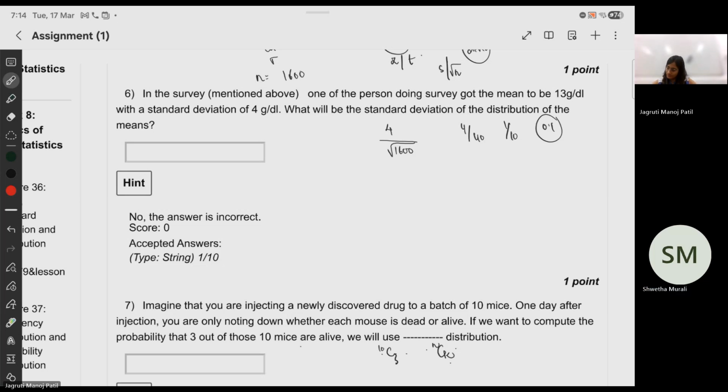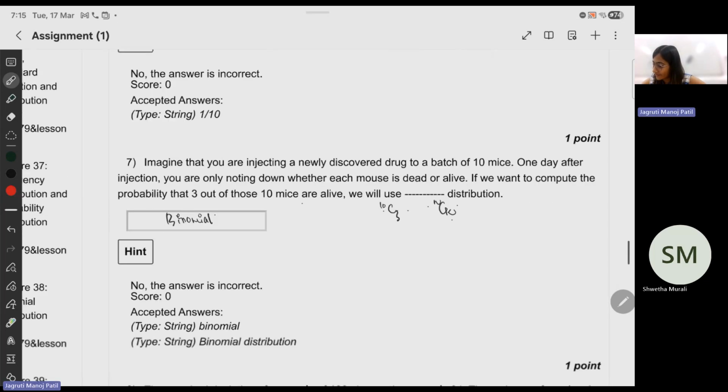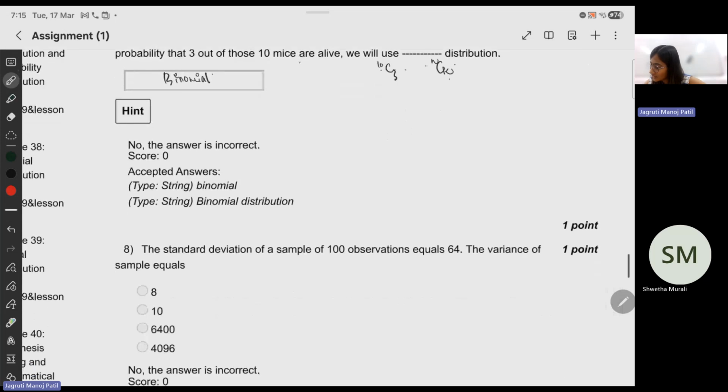Binomial distribution. Yes, that's binomial. Okay. Now the standard deviation of a sample of 100 observations equals 64. The variance of the sample equals what? What would be the variance here?